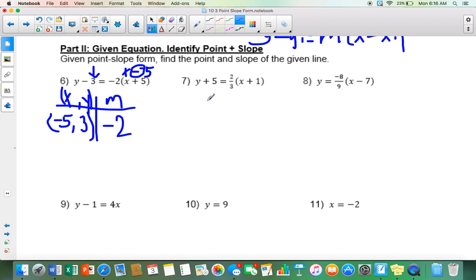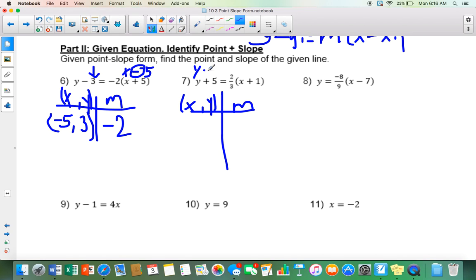Okay, number 7. We're going to do the same thing. I'm going to draw my little table. That one's a little bit bigger, sorry. X and Y. And my slope. All right, again, if you need to write this above each equation, do it.